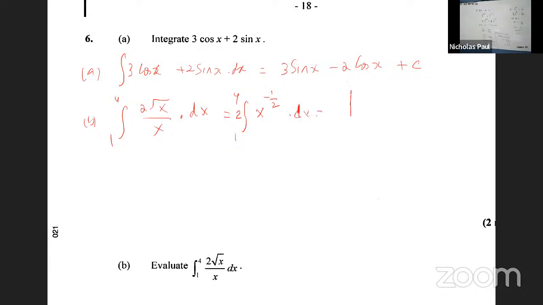So when you integrate that between 4 and 1, you add 1 to the power, so you'll get a half and you divide by that new power. Okay? So you'll get 2 over half, and then you're going to plug in 4 to the half minus 1 to the half. This will be 4 by square root of 4 is 2, square root of 1 is 1. 2 minus 1 is 1, so you get 4.